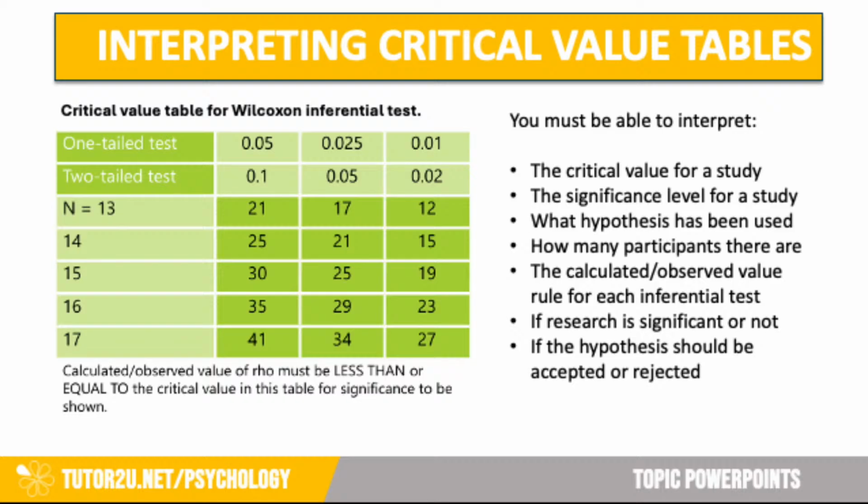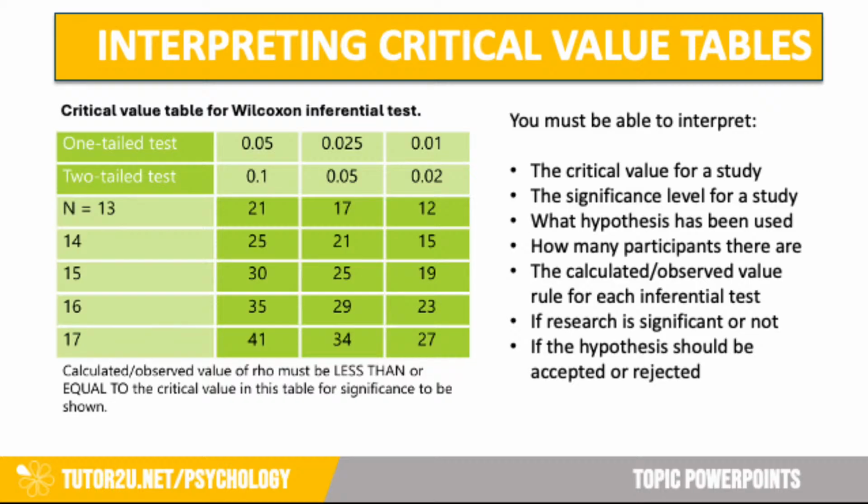Yeah, so now we're getting to the really, really hard stuff, which is interpreting critical value tables. You will always be given these tables with the exam question. It won't be the whole table, it'll be a snippet of the table like this, because the whole thing is massive. And then there's always a little bit of writing at the bottom that helps to explain how to interpret it.